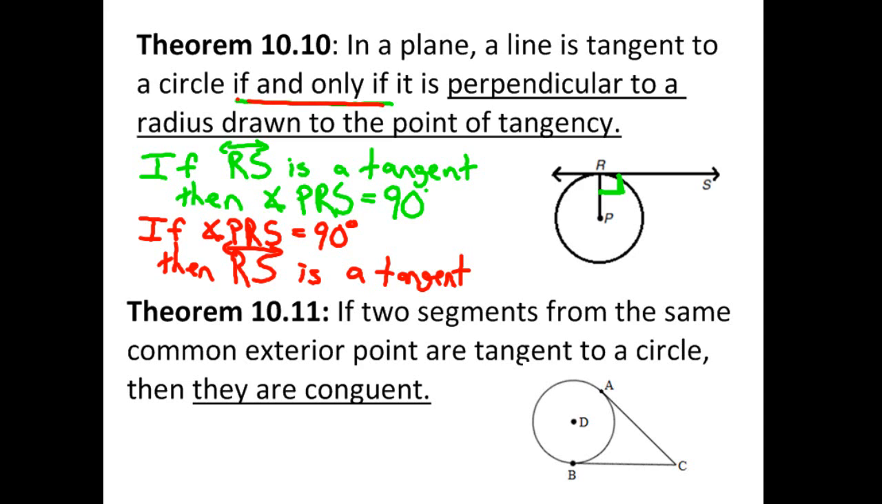What that's saying is I have two tangents, tangent AC and tangent BC. They're both tangent to the same circle, circle D. The lengths from A to C and the length from B to C, since both of these tangents are coming from that same common exterior point C, those two tangents have to be congruent to each other. So AC would have to be congruent to BC.